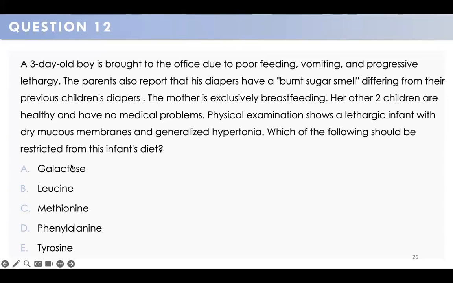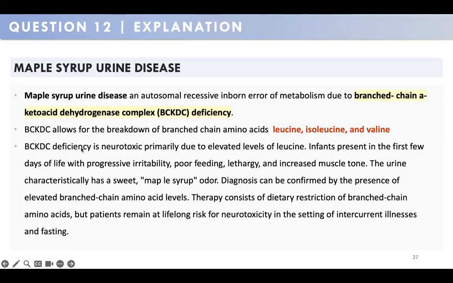So it is maple syrup urine disease, which is due to a defective branched chain alpha keto acid dehydrogenase complex. So in maple syrup urine disease, we have deficiency of BCKD, which normally causes the breakdown of the branched chain amino acids, which are 3: leucine, isoleucine, and valine. The deficiency is usually neurotoxic, causing hypertonia, poor feeding, lethargy, and irritability. And they have the characteristic sweet odor of the urine.